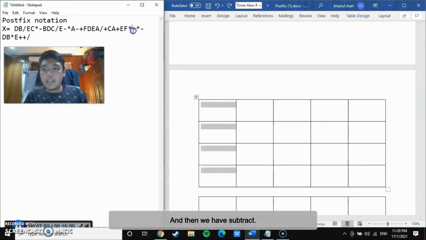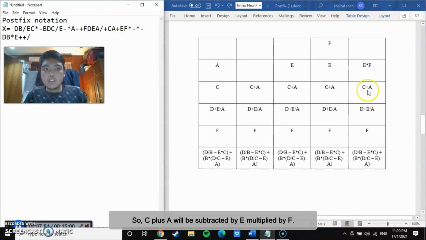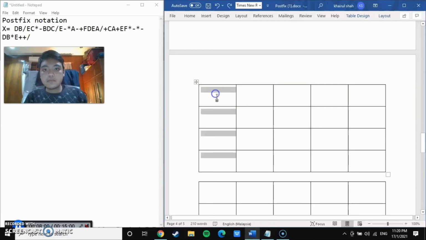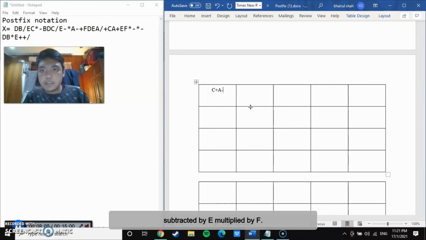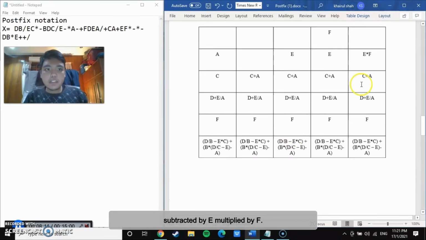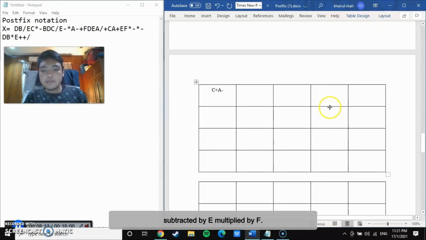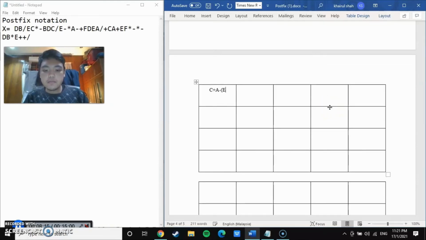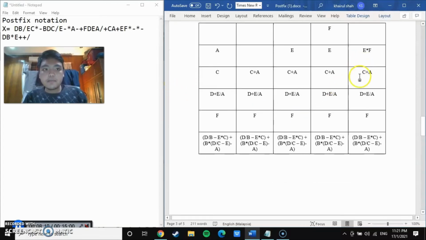And then we have subtract. So C plus A will be subtracted by E multiplied by F. C plus A subtracted by E multiplied by F. Okay.